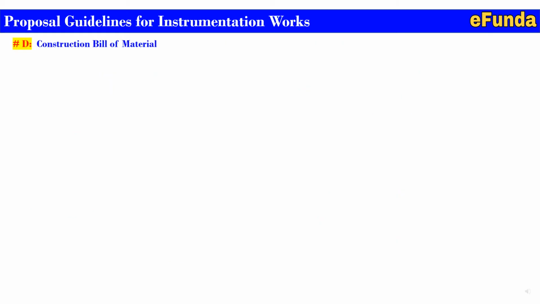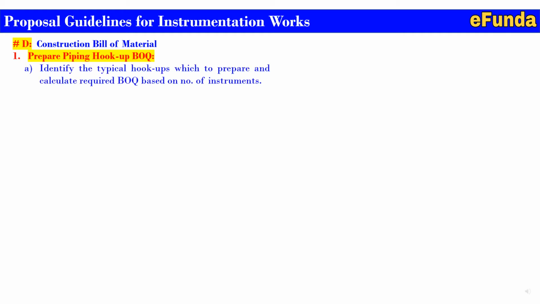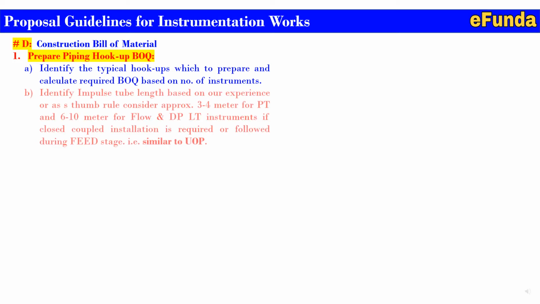The construction bill of material. First, prepare the piping hookup BAQ. A. Identify the typical hookups to prepare and calculate the required BAQ based on the number of instruments shown on the PNIDs. B. Identify impulse tube length based on our experience, or as a thumb rule, consider approximately 3 to 4 meters for pressure transmitters and 6 to 10 meters for flow and DP level instruments if close couple installation is required or followed during the FEED stage, that is similar to the EOP hookup.